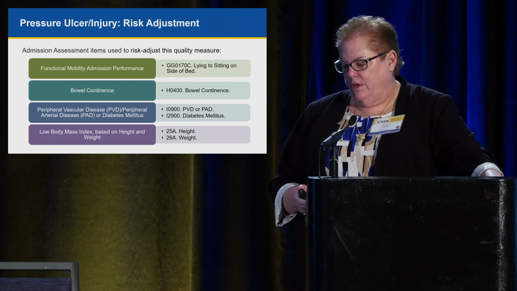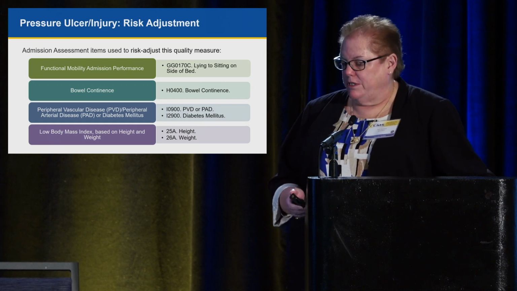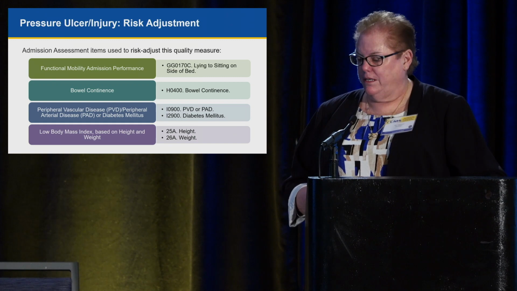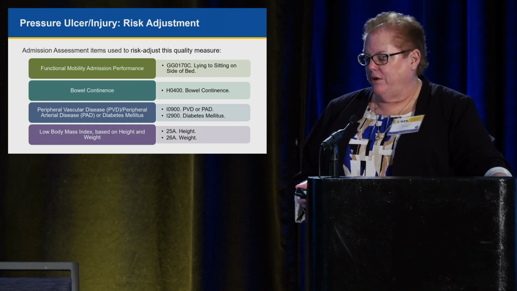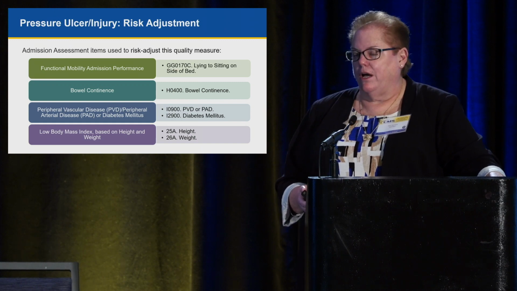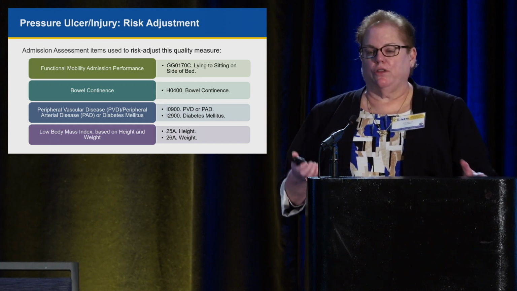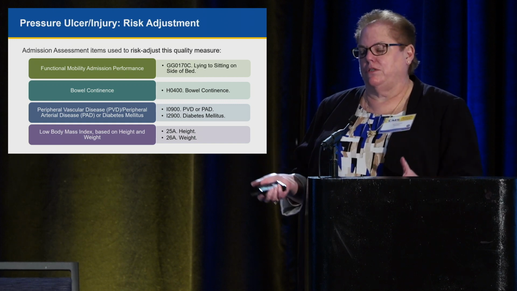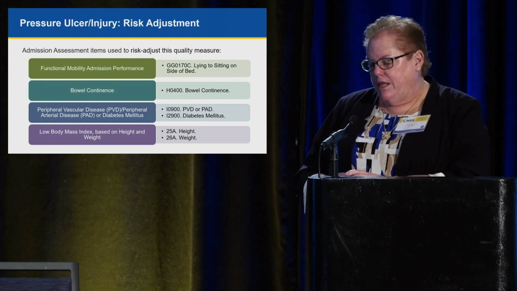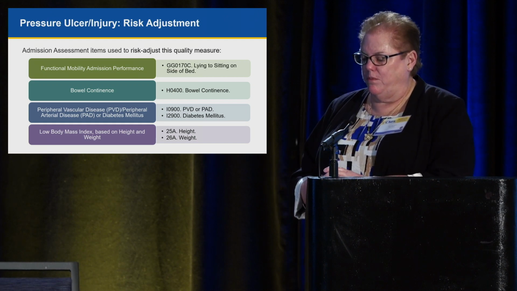Peripheral vascular disease, PVD, or peripheral arterial disease, PAD, or diabetes. So I0900 for PVD or PAD, and/or I2900 for diabetes. And if you're a clinician, those make sense to you. These are patients that are at higher risk. And then the last one is a low body mass index based on height and weight.